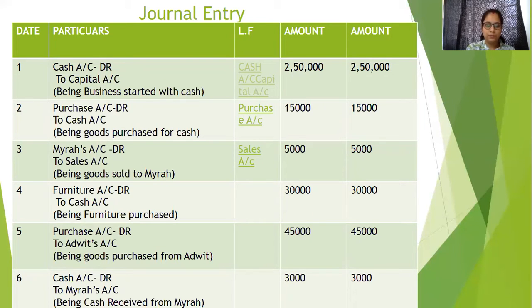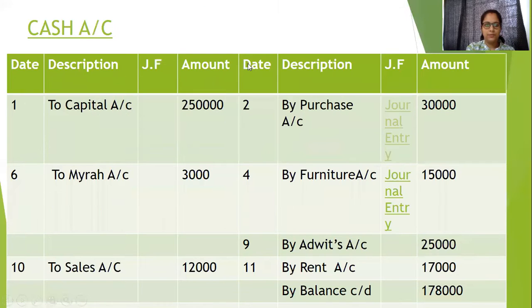Now let's come to, here we see cash account debit to capital account. So I will make the ledger of 2-3 accounts. You will understand how to do ledger postings. So let me talk about the cash account first. This is the cash account. As I told you, the format: date, description, general folio, amount, date, description, general folio, and amount. So this is the cash account.